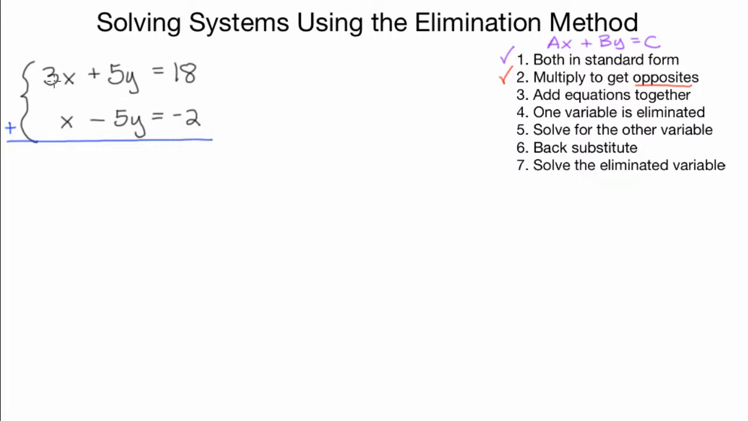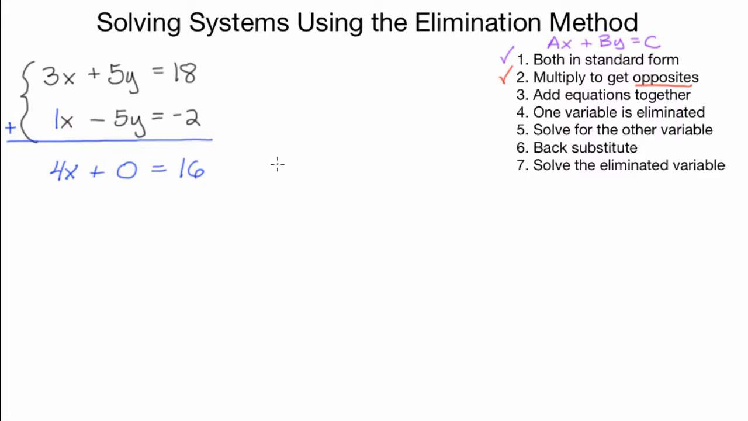So let's see what we have now. If I combine like terms, 3x plus 1x, I'm going to put that invisible 1 there to help make it obvious. That turns into 4x. This is why sometimes it's called the addition method. Plus 5y, or positive 5y, plus negative 5y. Now I've got my opposites. Those are going to turn into 0. They cancel each other out. They're opposites. I like that. Equals, now I'm adding on the right side together. 18 plus negative 2 is going to turn into 16.